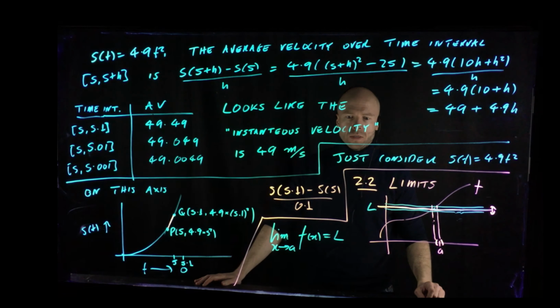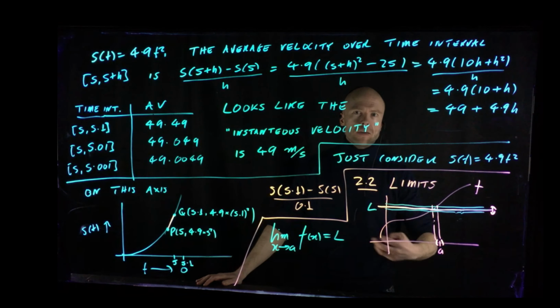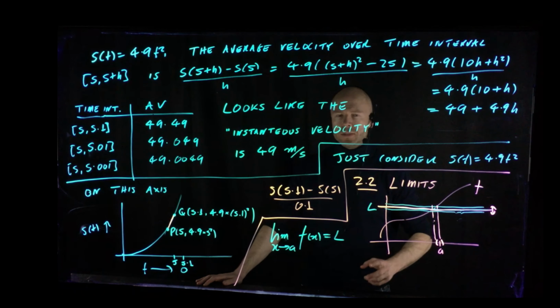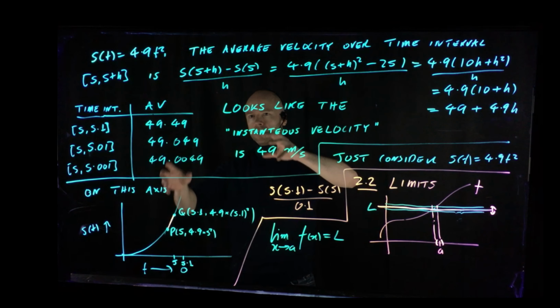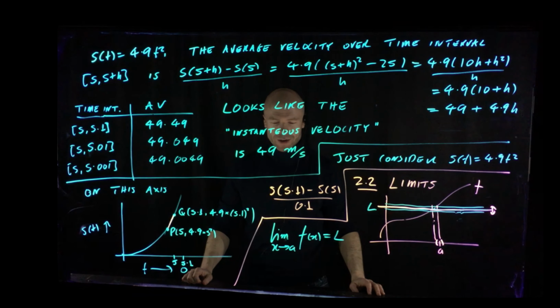So this is something we could actually show, and that's the kind of thing we're going to be doing going forward. We're going to understand what the limit means, and then we're going to learn how to calculate limits and show precisely things like velocities and slopes are what they actually are. That'll be the power of this.